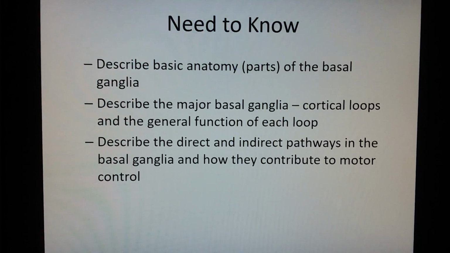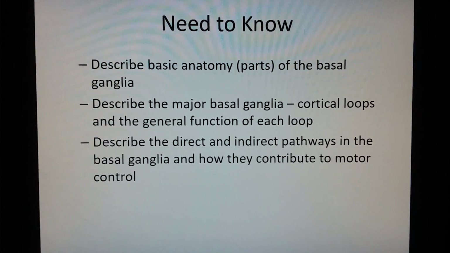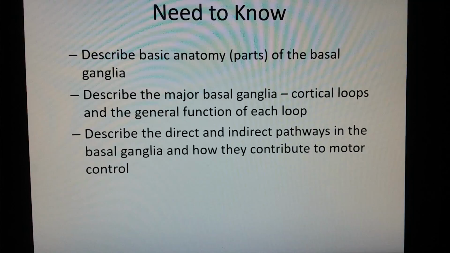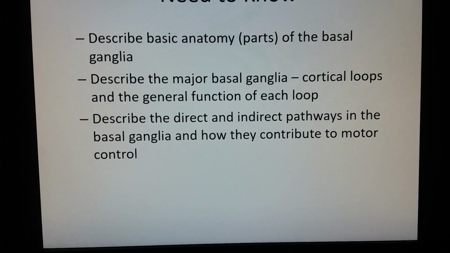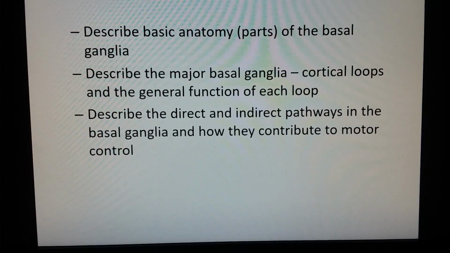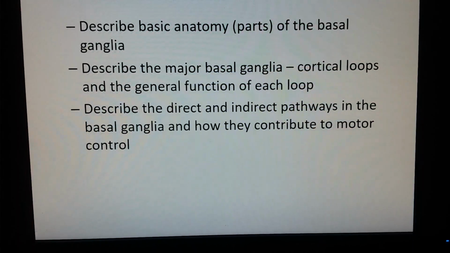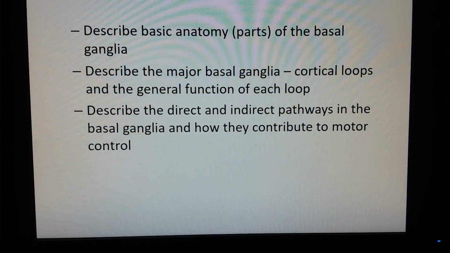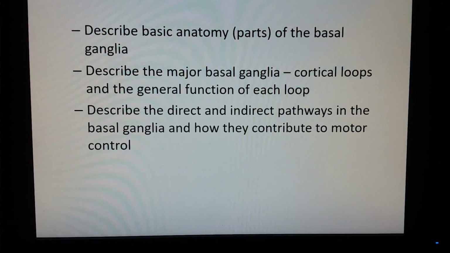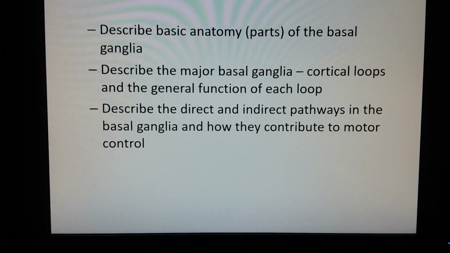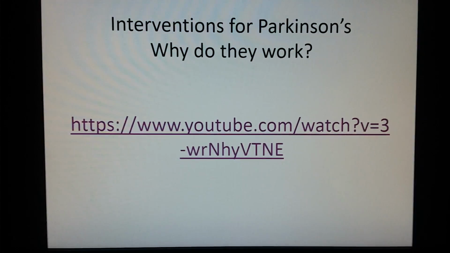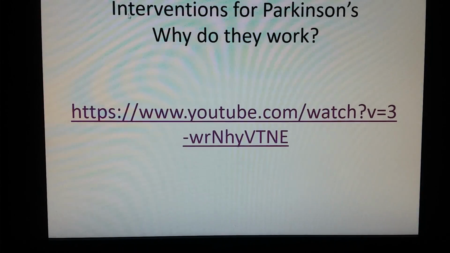So in order to answer those questions, these are the things you need to know. The basic anatomy. We're going to go over the major cortical loops, but we're going to focus today on the one skeletal motor loop. And then we're going to get a little bit more in detail of the circuitry of the basal ganglia and talk about the direct and indirect pathways. So let's start off with a video first.